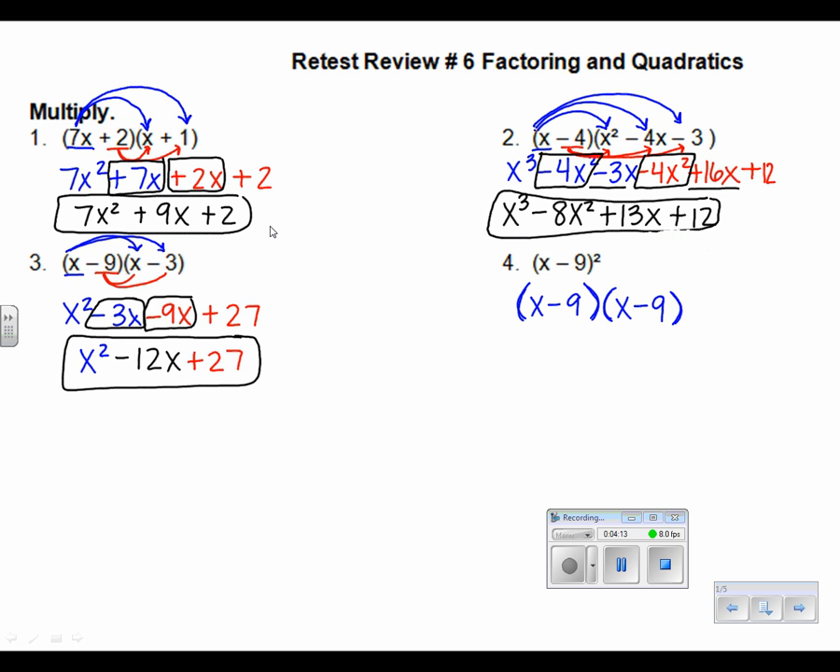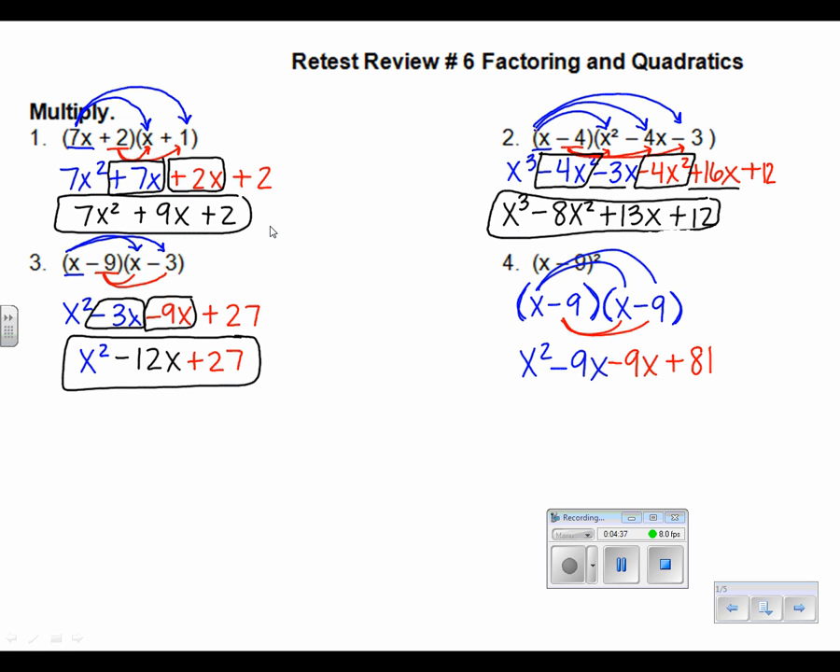Okay, so same as the one I did before, x times x gives me x squared. X times negative 9, negative 9x. My inside terms, negative 9 times x is negative 9x. And negative 9 times negative 9 is positive 81.